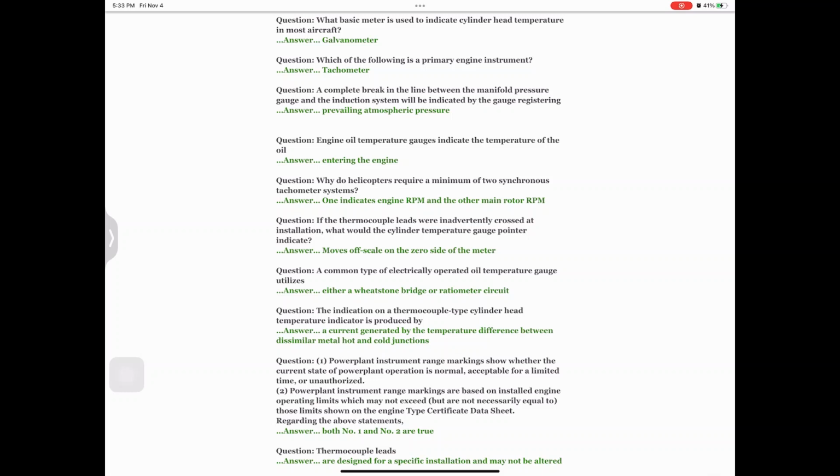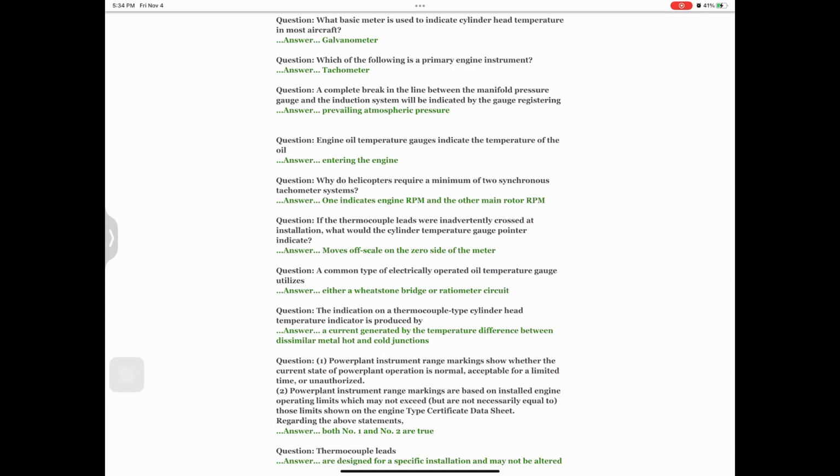Question: why do helicopters require a minimum of 2 synchronous tachometer systems? Answer: one indicates engine RPM and the other main rotor RPM. Question: if the thermocouple leads were inadvertently crossed at installation, what would the cylinder temperature gauge pointer indicate? Answer: moves off scale on the zero side of the meter. Question: a common type of electrically operated oil temperature gauge utilizes, answer, either a Wheatstone bridge or ratiometer circuit.